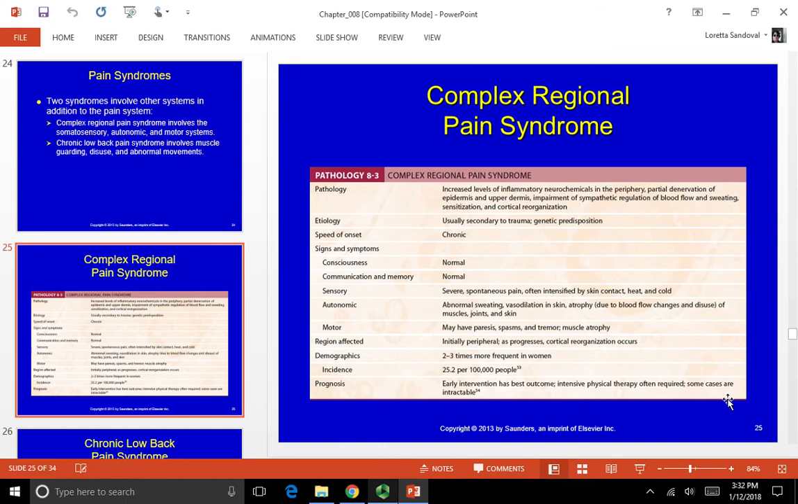So a lot of times it's following a surgery, a fracture, a crush injury, or a sprain. In a really small amount of cases, less than 10%, it occurs spontaneously, like there was no injury that brought it on. The time between the trauma and the onset of complex regional pain syndrome is variable. It could be right away, hours later, or weeks later.